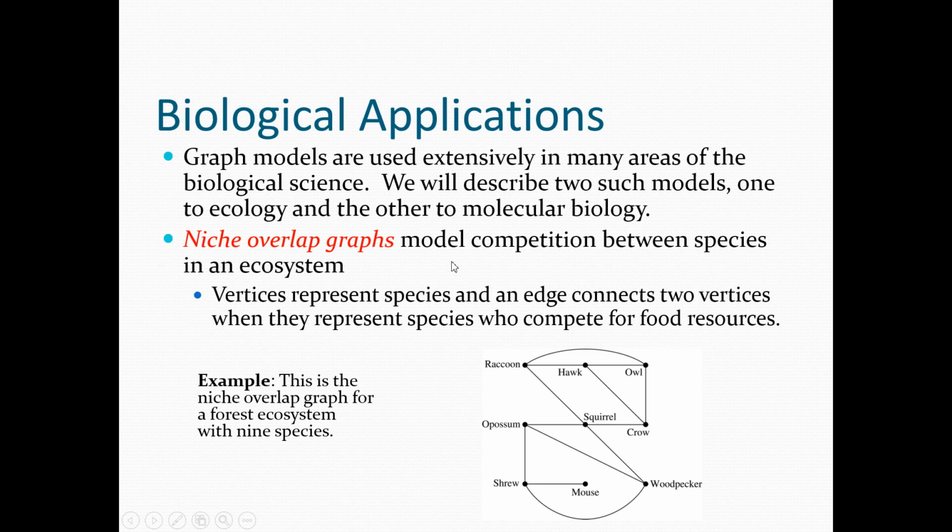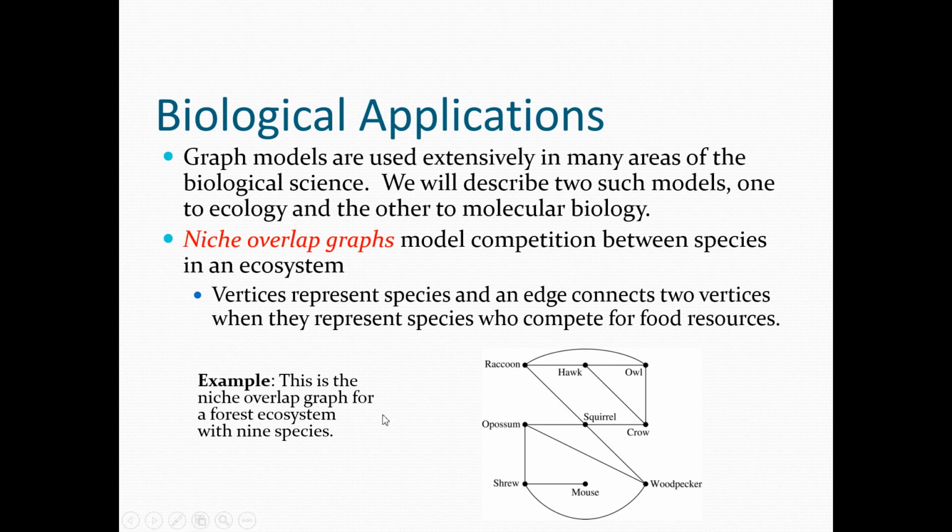Next area of application of graphs: biological graph applications. Graph models are used extensively in many areas of biological sciences. We'll describe two such models, one to ecology and the other to molecular biology. So first, niche overlap graphs model competition between species in an ecosystem. So this is an example of ecology. Vertices represent species, and an edge connects two vertices when they represent species that compete for food resources.